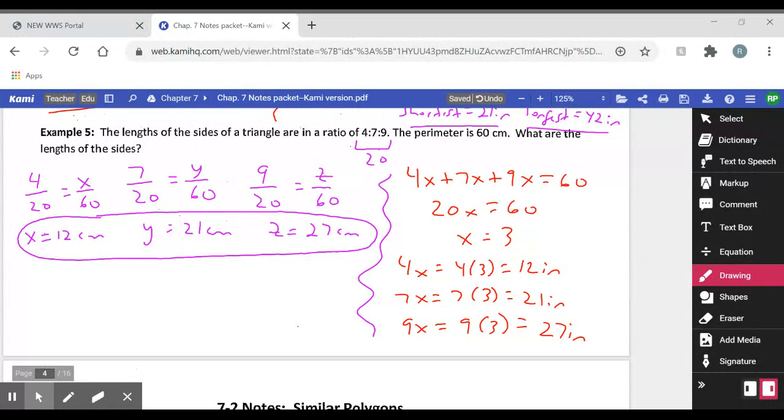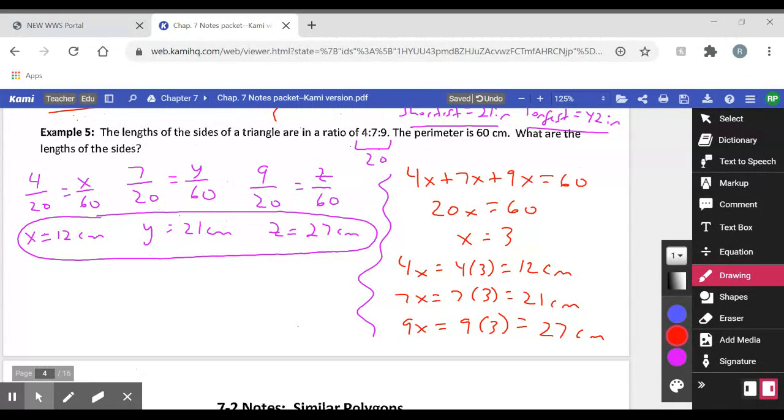Oops, and here I changed it to inches and it's supposed to be centimeters. So let me change that real quick. Make it accurate. Okay, so that's supposed to be centimeter, centimeter, centimeter.